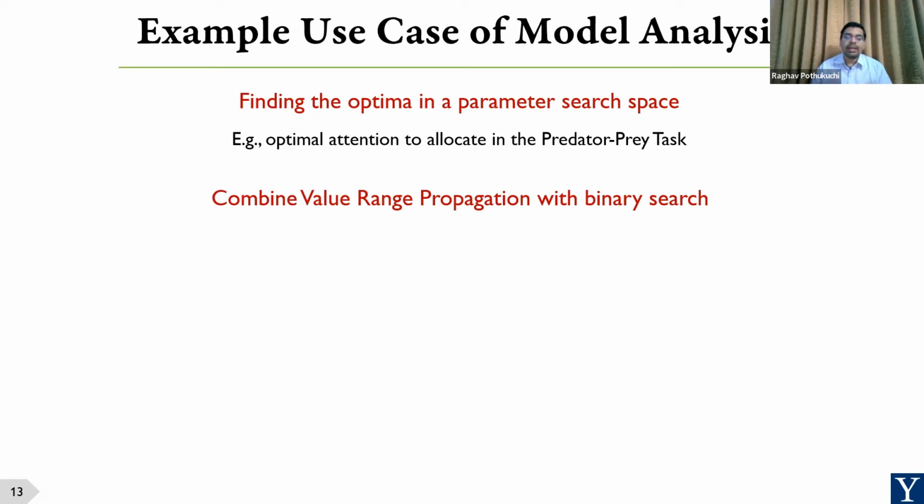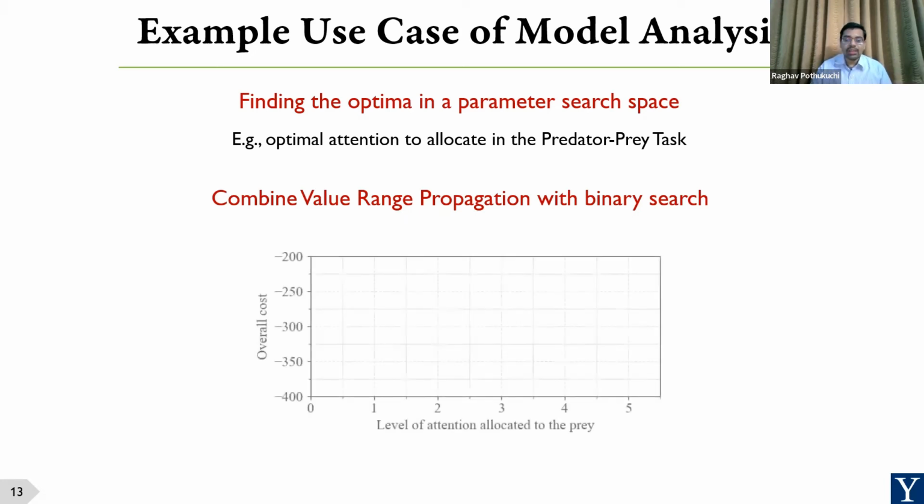Consider, for example, a simpler version of the predator-prey task where we have to find the best attention allocation only for the prey, ignoring the player and the predator. In this case, the chart on the slide shows the level of attention allocated to the prey on the x-axis, and on the y-axis, we have the overall cost function that has to be minimized.